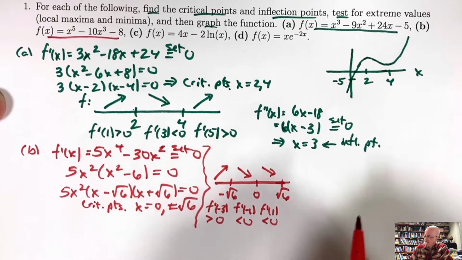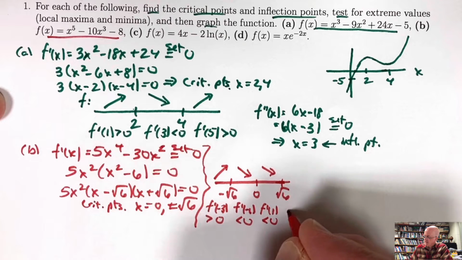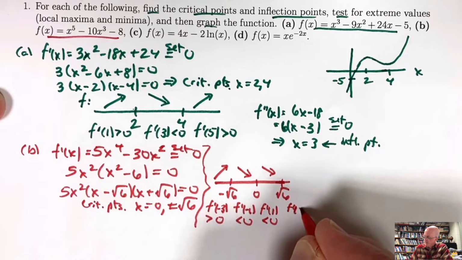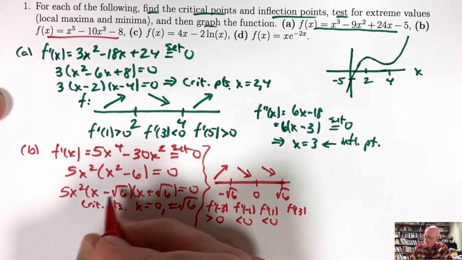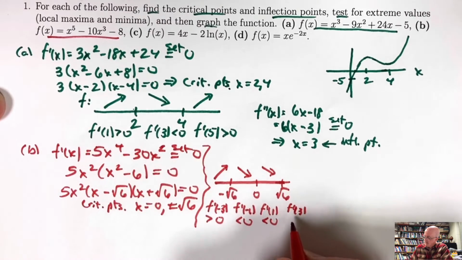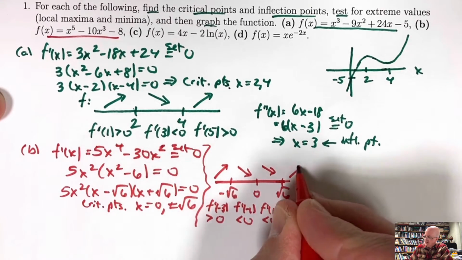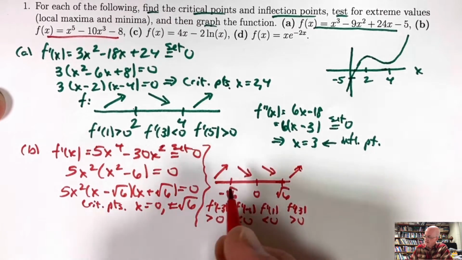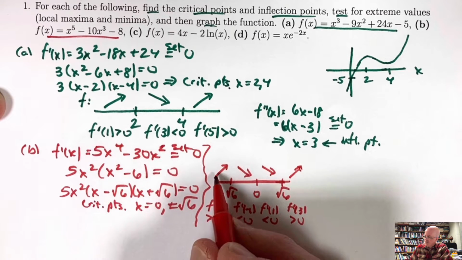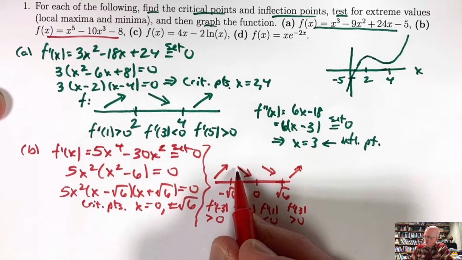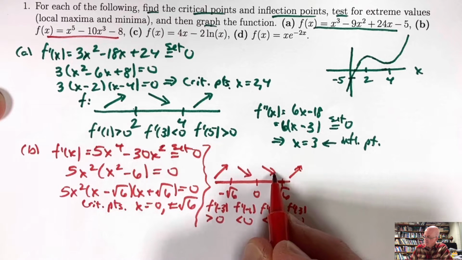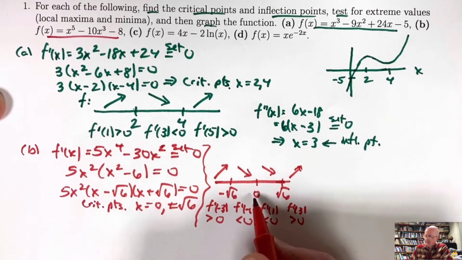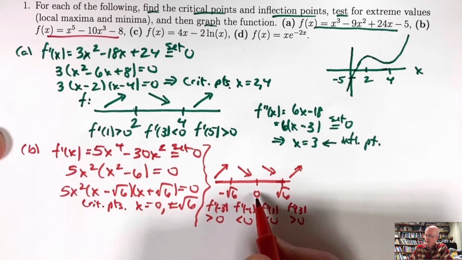Somehow it's neither. And plug in a number bigger than root 6, like 3, into the derivative. You get a positive times a positive times a positive. That's positive, so f changes to increasing. So the first derivative test is going to tell you you have a local maximum at negative root 6, a local minimum at positive root 6, and neither somehow at 0, even though 0 is somehow a critical point.